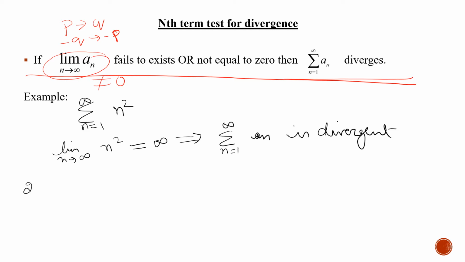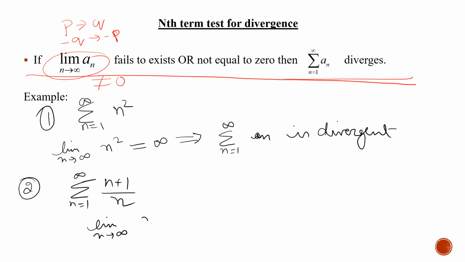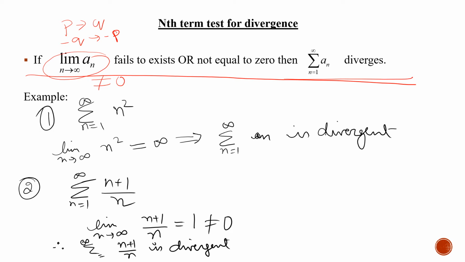Now if you see another example, if I ask you whether this series will converge or diverge, how can you say? If you find the limit of this, you will see that it comes out to be 1, which is not equal to 0. Therefore, the series is divergent from the nth term test for divergence.